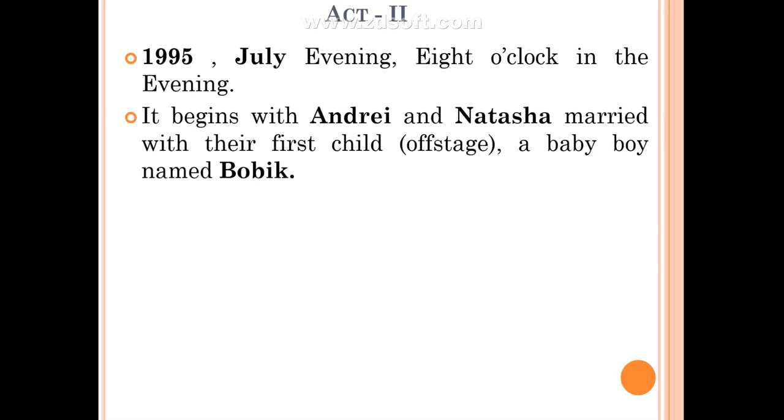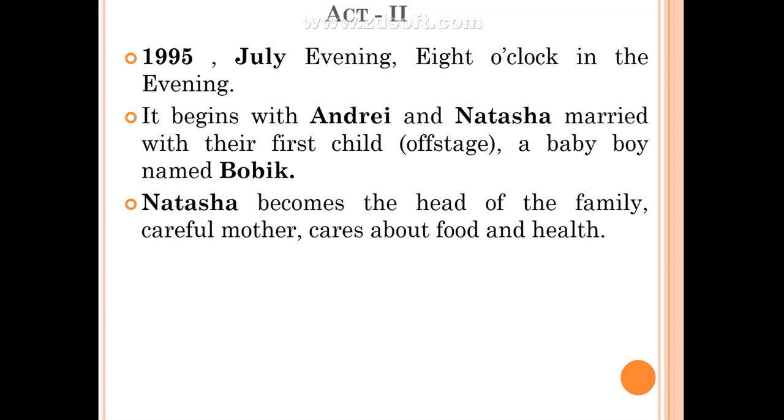So this begins with Andrei and Natasha's marriage. At the end of the first act, we discussed that Andrei and Natasha are going to marry, and in the second act, it opens with their marriage. They even have their first child, a baby boy, and his name was Bobik. Bobik is the son of Andrei and Natasha.